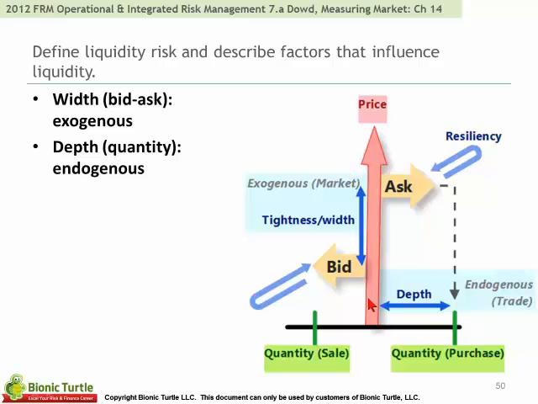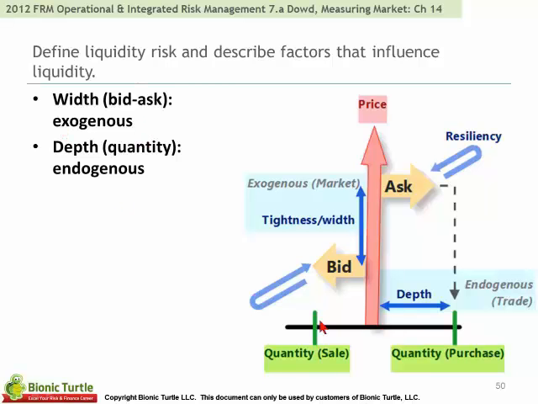And so in terms of the graphic that I've used, we tend to normally think about liquidity risk in at least two dimensions. If we think about the price here vertically, tightness or width is usually represented by the bid-ask spread. And we're going to see that that reflects an exogenous risk factor, exogenous with an X.